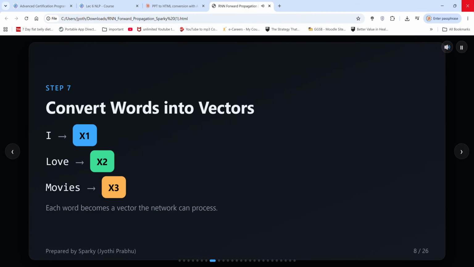Now let's convert our sentence into vectors. I becomes x1, love becomes x2, and movies becomes x3. Each word is now represented as a numeric vector that the network can process.